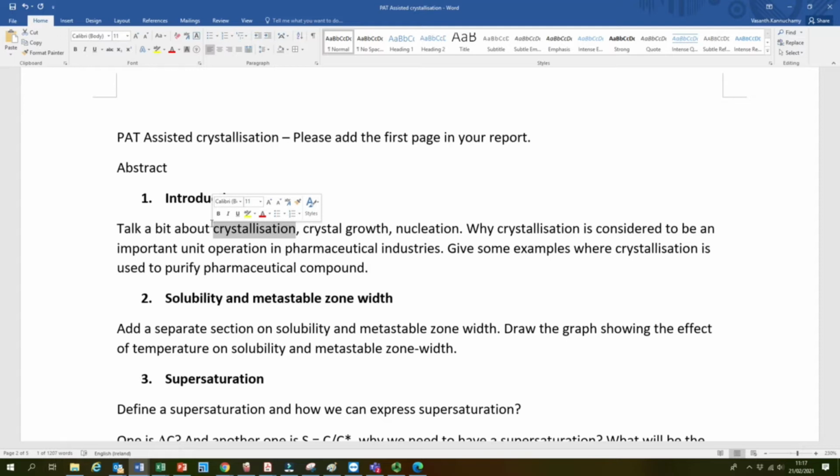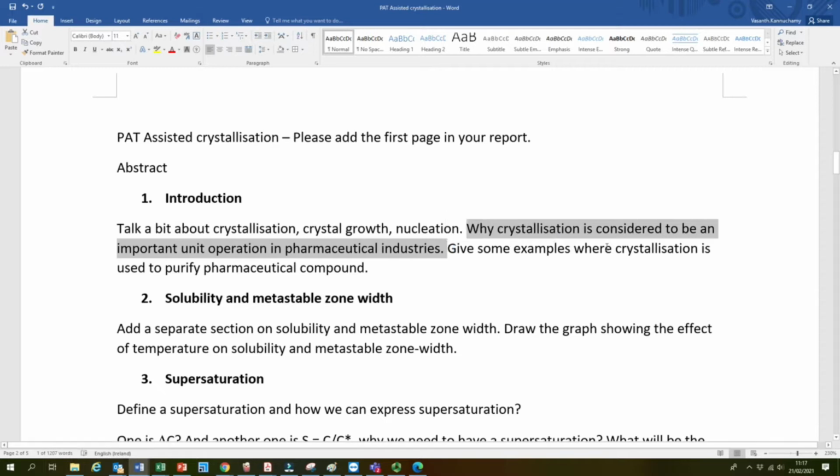Obviously we need it for purification of some compounds, but still state it in your introduction, and then talk a bit about something relevant to your module. So why is crystallization considered to be an important unit operation in the pharmaceutical industry? There are 1000 reasons you can find, but try to put it briefly, whatever you understand, whatever you think.